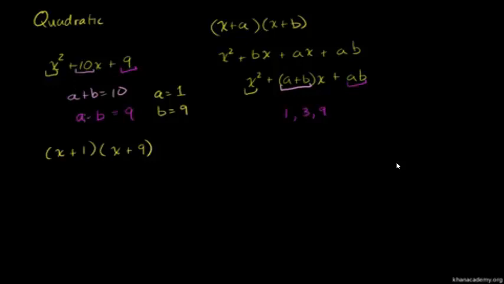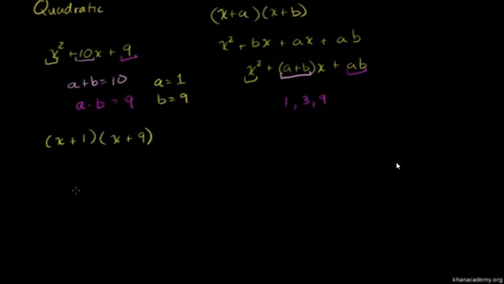Whatever's my constant term, my a times b, the product has to be that. Let's do several more examples, and I think the more examples we do, the more sense this will make. Let's say we had x squared plus 15x plus 50. And we want to factor this.